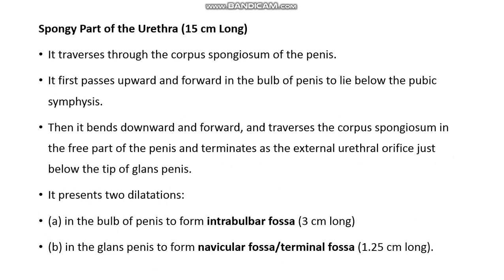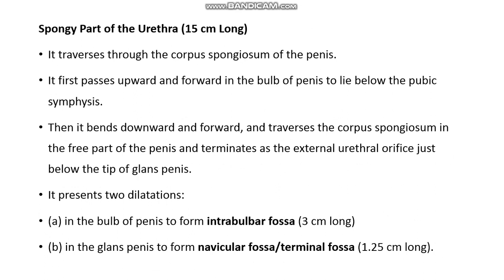Then the third part is the spongy part of the urethra, which has a length of 15 cm. It travels through the corpus spongiosum of the penis, hence the name spongy part. It first passes upward and forward in the bulb of the penis to lie below the pubic symphysis. Then it bends downward and forward and travels through the corpus spongiosum in the free part of the penis, and terminates as the external urethral orifice just below the tip of the glans penis.